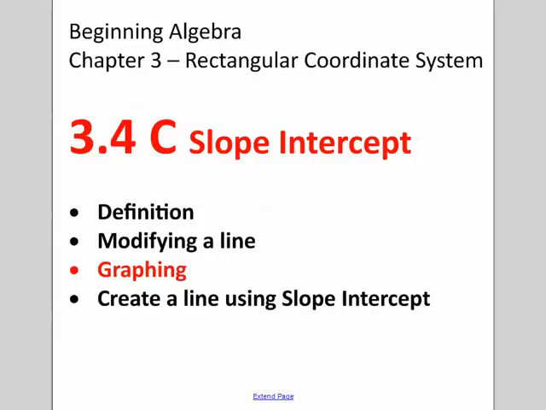Alright, so here we are at 3.4c, the third video for 3.4, and we're talking about slope-intercept, and we're going to show why it is so important to get any line into slope-intercept form, because then we can pull out information about it and then graph from it. So that's what we're going to try and do today, is graph lines from any kind of form of a line.